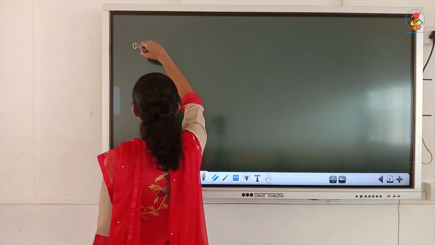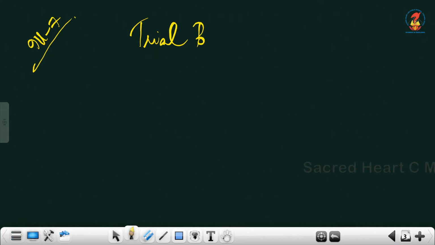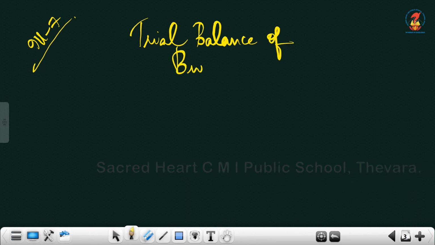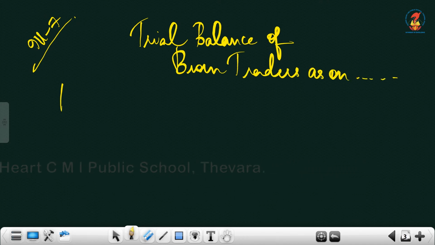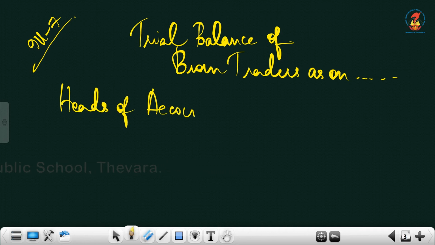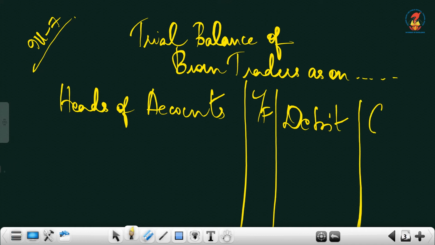Now what we are doing is illustration number 7. You give the heading trial balance of Brown Traders. That is the name of the firm. As on, the date is not given, so you just put some dots. Then you draw the format. We have heads of accounts, then LF, then debit and credit.